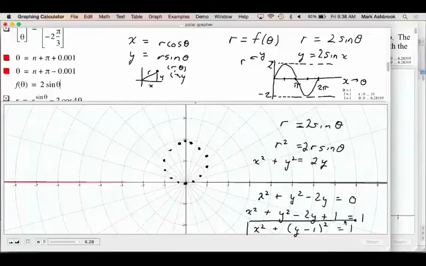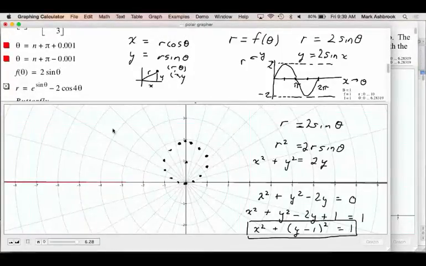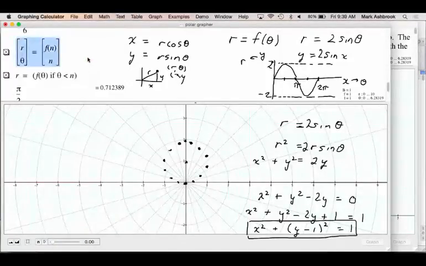So what is that? Circle, radius 1, centered at 0, 1. So it turns out r equals 2 sine theta sketches in the polar that this is indeed a circle. So let's watch it. Ready? So I've got the function 2 sine theta here. And I'm going to let the polar graph do it. And we'll do it in blue.